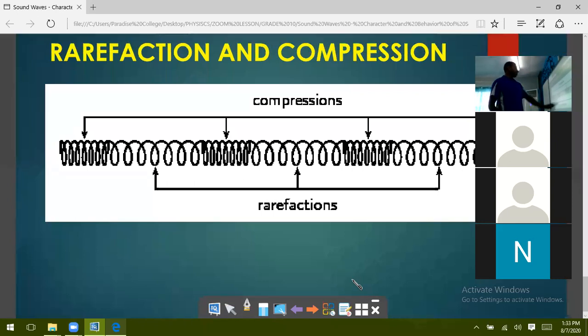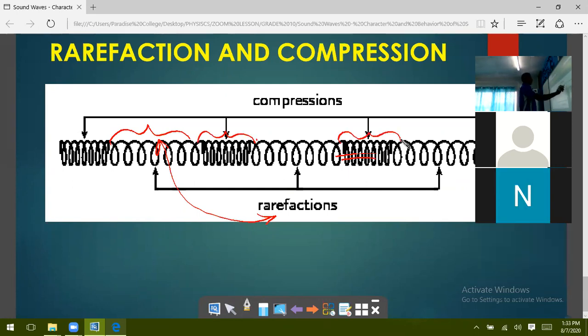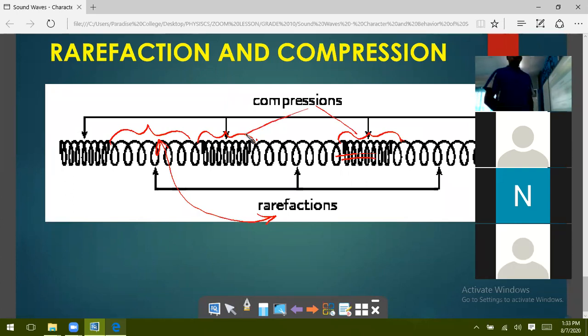So that's actually from a spring. When they stretch out somewhere here, it's described as rarefaction. So that's basically the idea on sound wave.